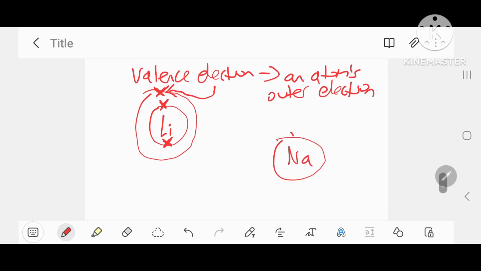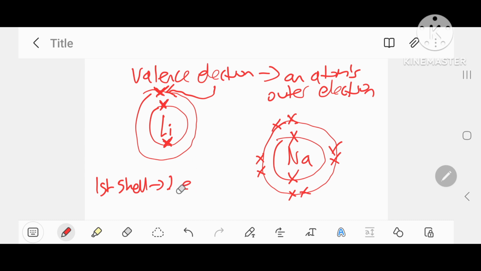Okay, let's do sodium. So sodium has an atomic number of 11, so it's got 11 electrons. So 2 electrons in the first shell, that's the rule, and 8 electrons, so 2, 4, 6, 8 electrons in the second shell. So the first shell, if you recall, can only fit a maximum of 2 electrons. The second shell can only fit 8 electrons.